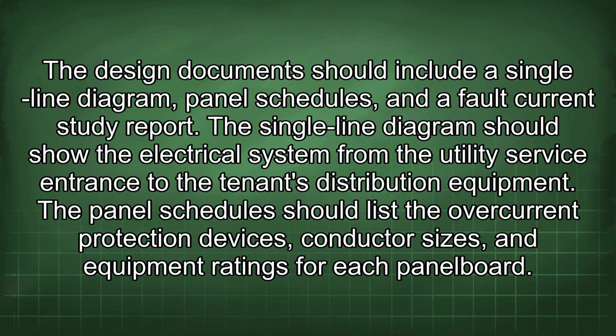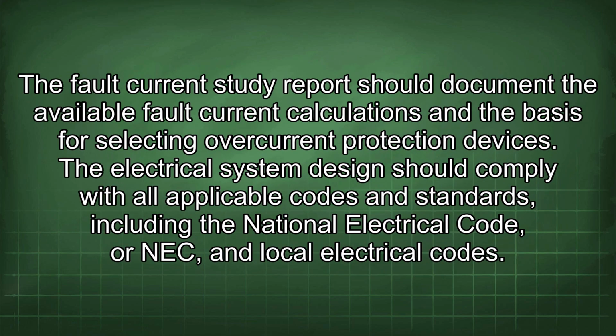The design document should include a single line diagram, panel schedules, and a fault current study report. The single line diagram should show the electrical system from the utility service entrance to the tenant's distribution equipment. The panel schedule should list the overcurrent protection devices, conductor sizes, and equipment ratings for each panel board. The fault current study report should document the available fault current calculations and the basis for selecting overcurrent protection devices.